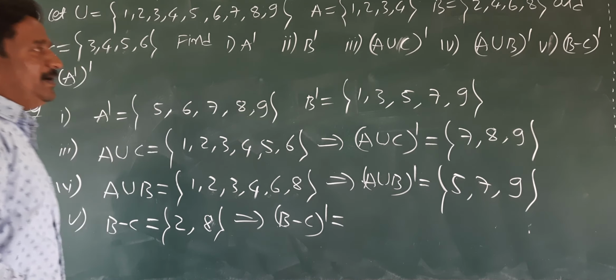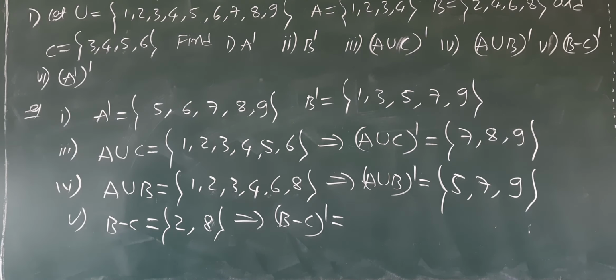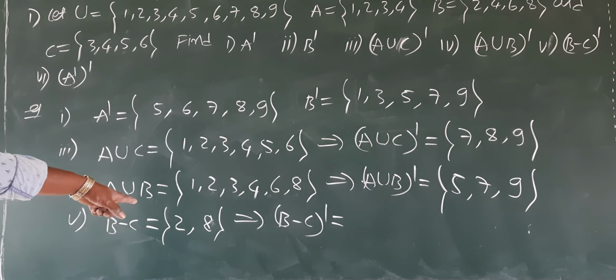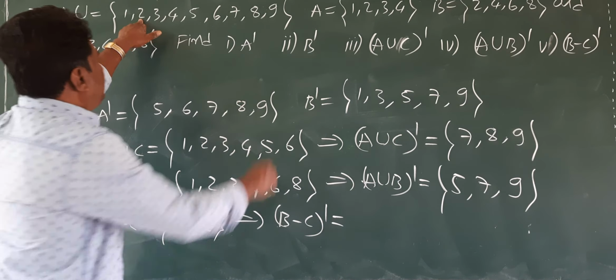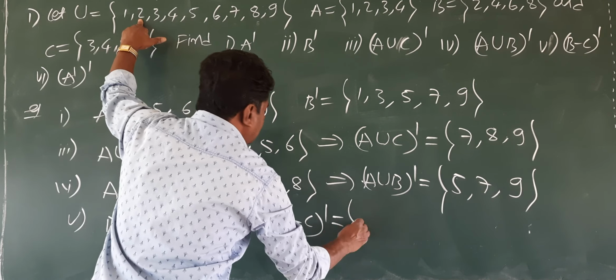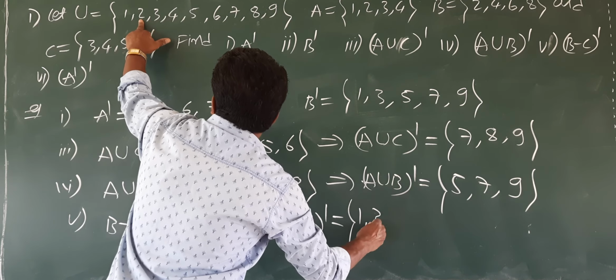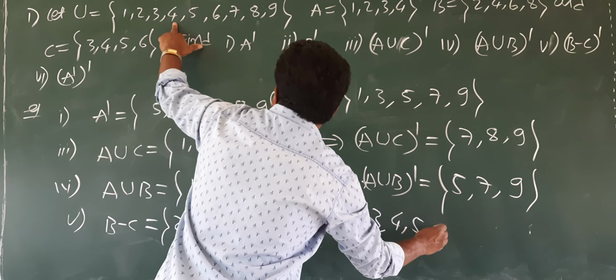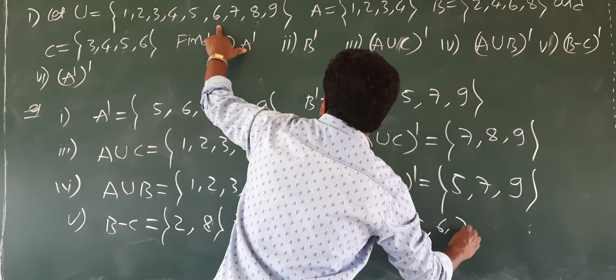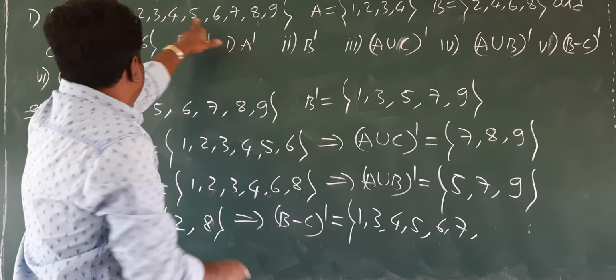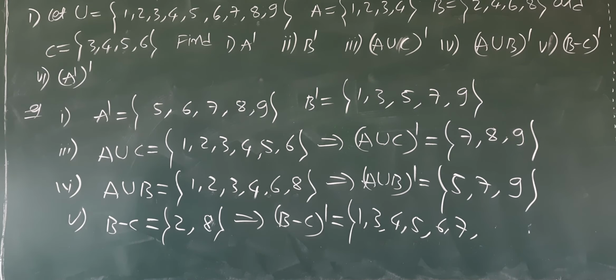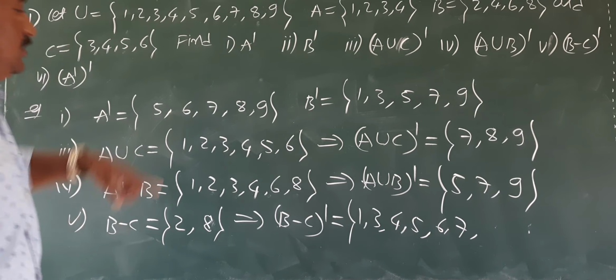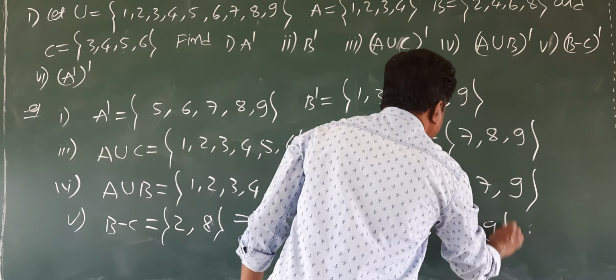Complement of B minus C, (B minus C)'. Except 2 and 8, you write all the elements of U. So 1, 3, 4, 5, 6, 7, 9. Dash means outside of B minus C. Except 2 and 8, so leave 2 and 8: 1, 3, 4, 5, 6, 7, 9.